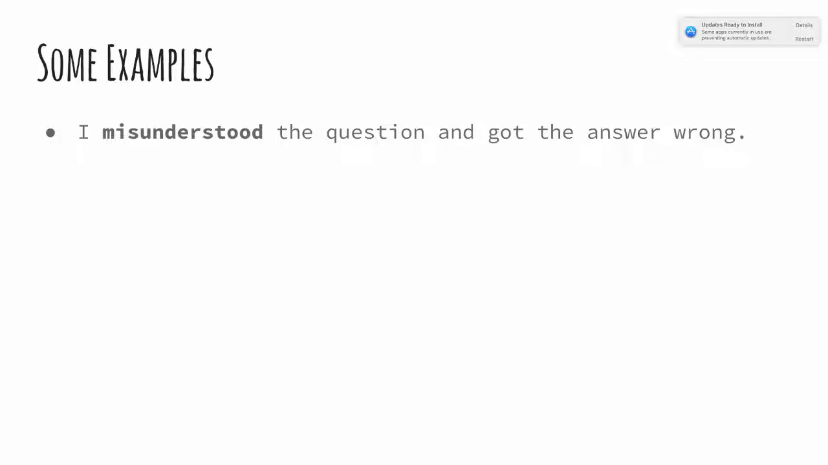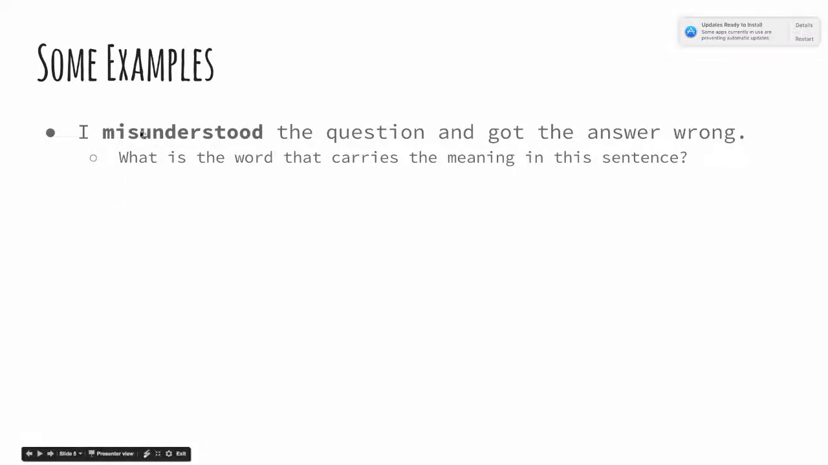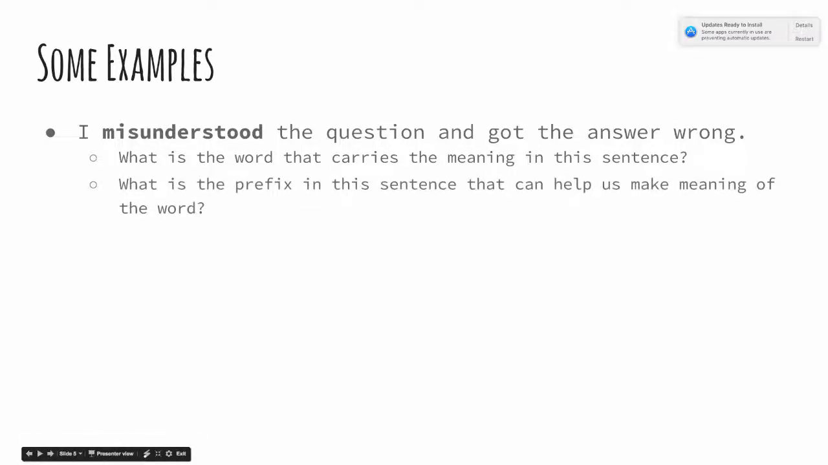I misunderstood the question and got the answer wrong. Well, what is the word that carries the meaning in this sentence? Okay? It's not miss. Miss is our prefix. It's understood. To understand something means you got it. You know it. However, if I see the prefix, this three-letter word miss, out in front of it, it changes the whole meaning. Remember, miss means not. So if I misunderstood something, it means I didn't understand, to not understand something. Okay, so what does misunderstood mean? It means to not understand.